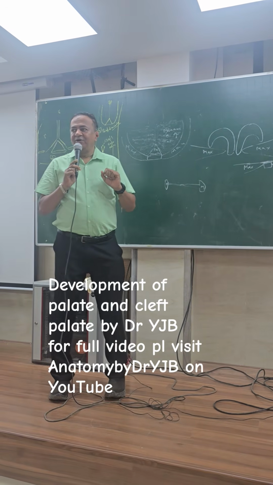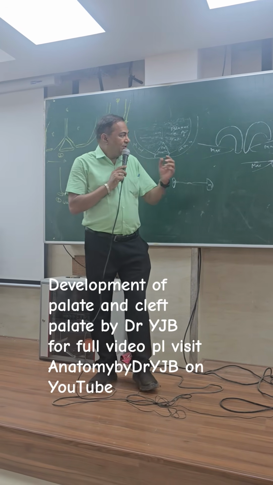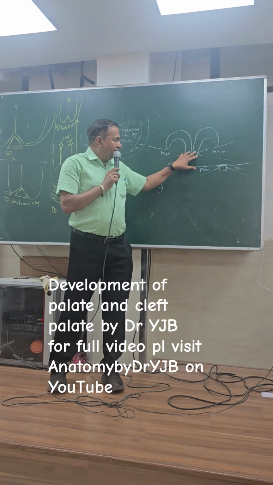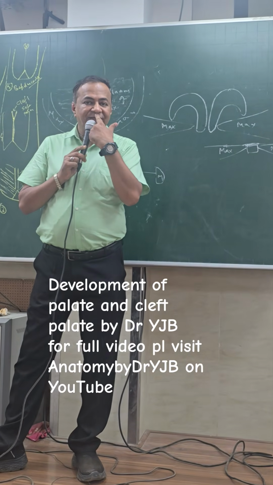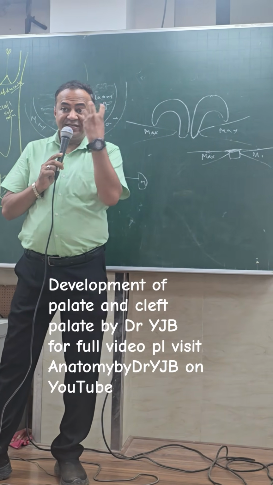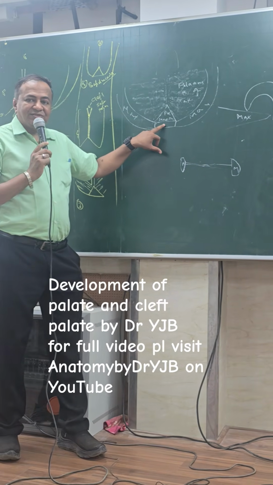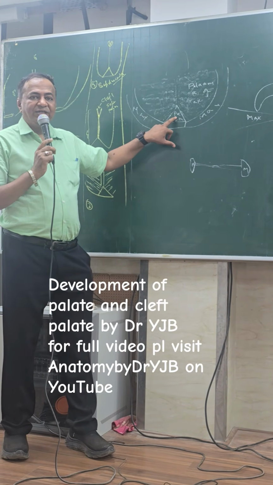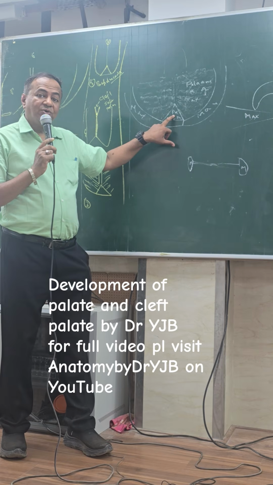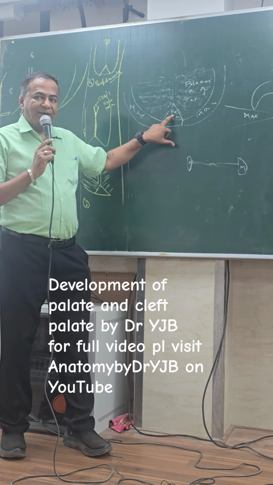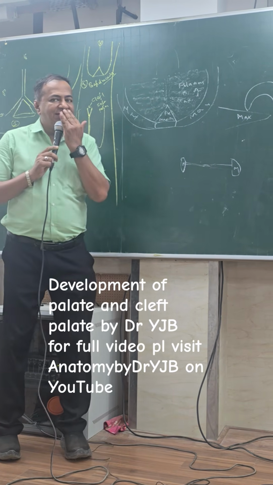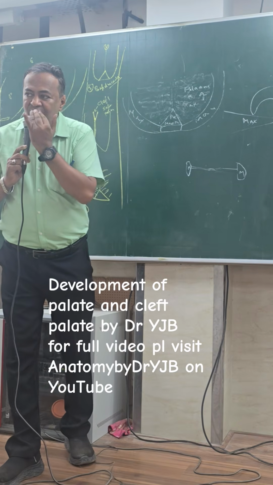Discussing the development of the palate, we know that there are two medial nasal processes which fuse to each other to form the philtrum. Now let us see what is behind the philtrum in a transverse section. In a transverse section, behind the philtrum is formed the premaxilla, also called the primitive palate. That is where our upper incisors are lodged.